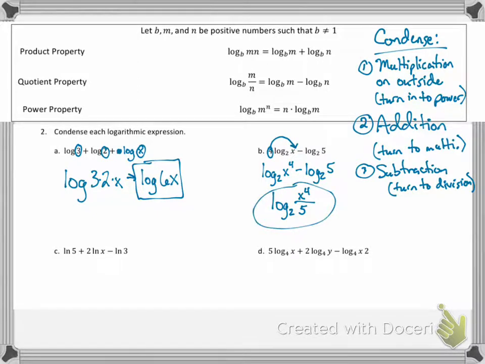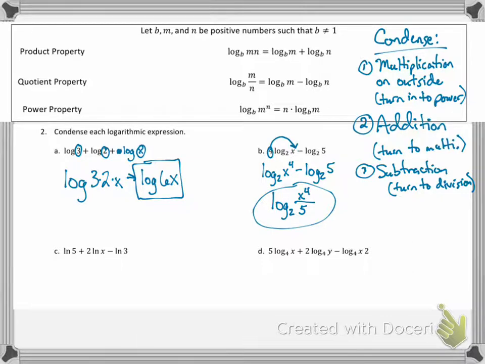That's my final condensing: log base 2 of x to the 4th over 5. That's going to be my final answer there. So like I always reference here, this is a good point if you want to try C and D. Hit pause, see if you match up with what I got. If you don't, follow along here and I'll walk you through these last 2.